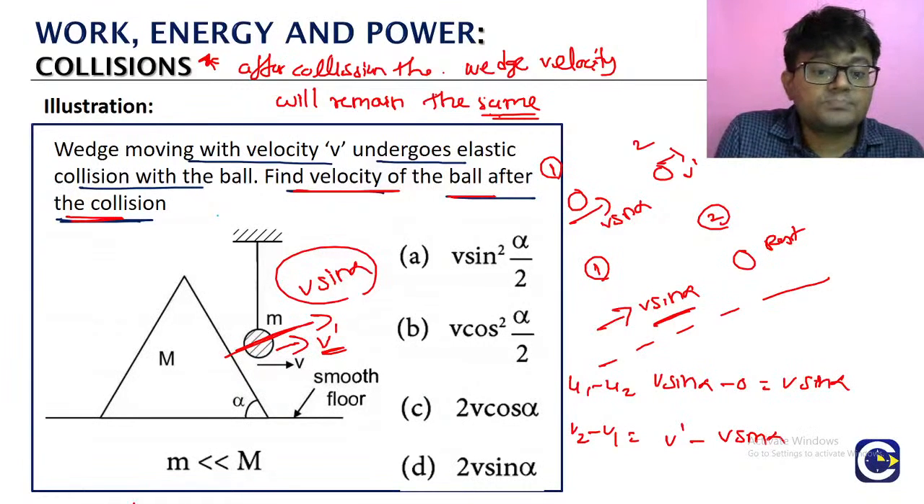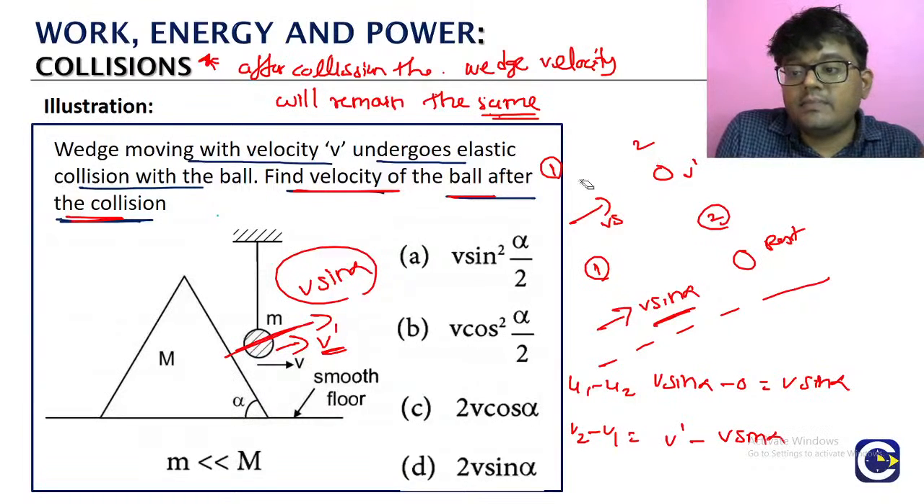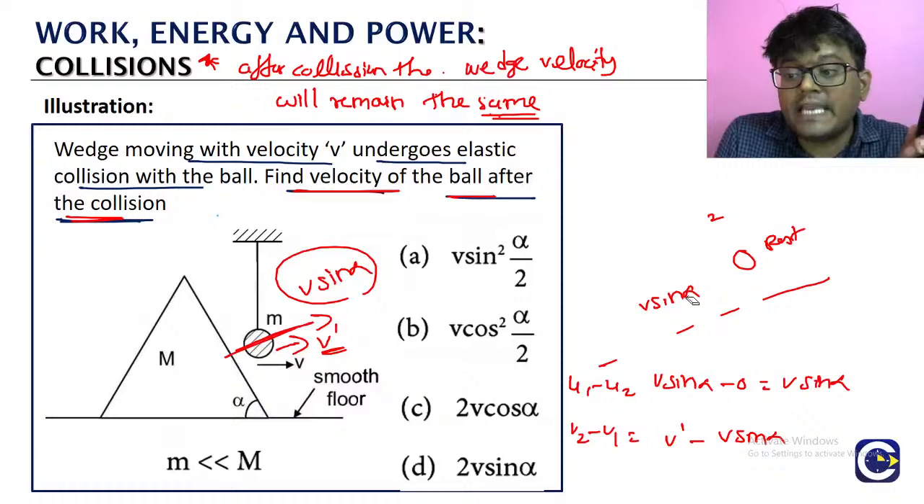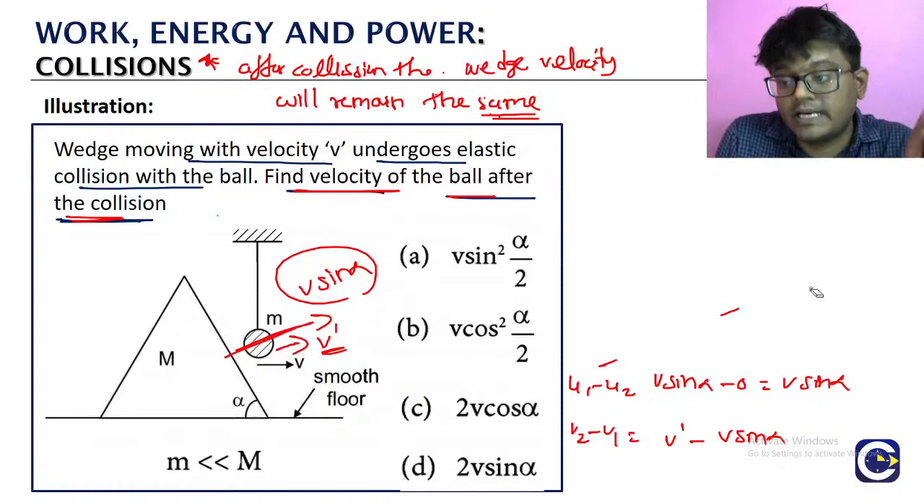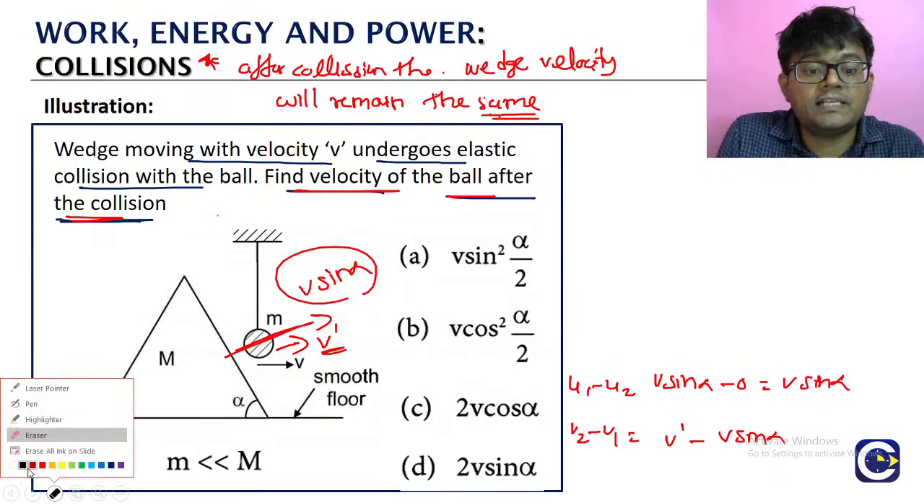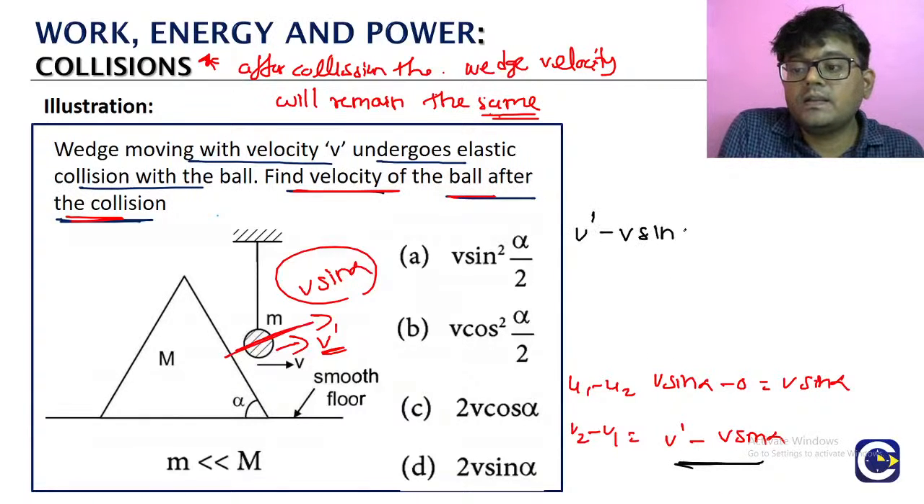Elastic means what? The relative velocity of separation after the collision divided by the relative velocity of approach before the collision. Everything has to be taken along that common normal direction. The coefficient of restitution is what? For a perfectly elastic collision, it is 1. Means v2 minus v1 by u1 minus u2 is equal to 1.